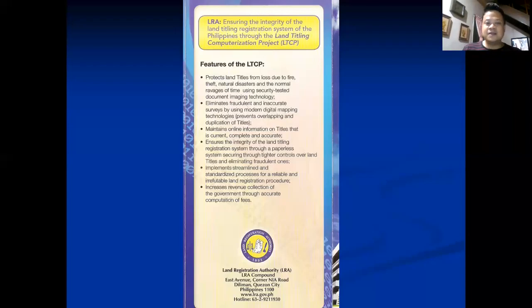Diba? And one thing good about this is that if I need to check a title in Baguio or Ilocos or in Manila, I don't really need to go there anymore. I could just request it here in Davao. Diba? Although it takes longer, around a week, but it's much cheaper and far more convenient than me flying all the way there to get that. Diba? Kasi online na siya. Diba?